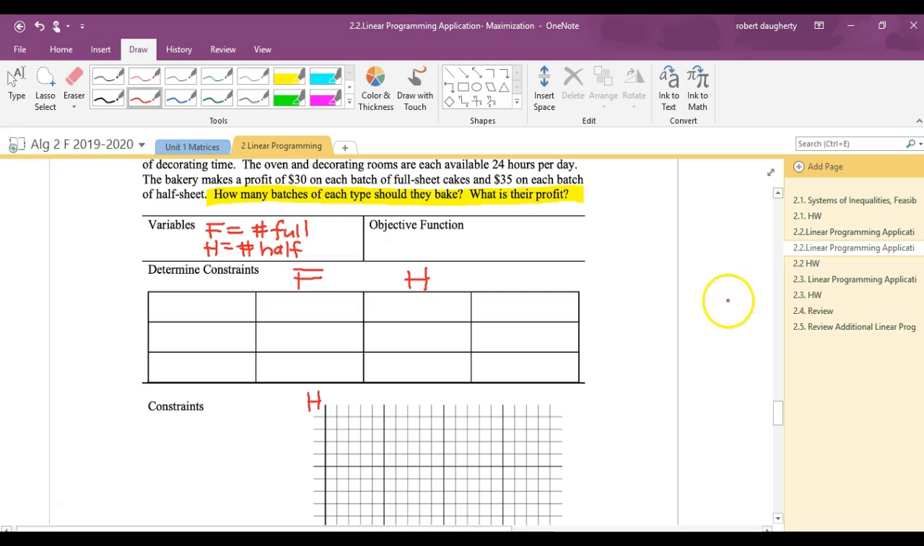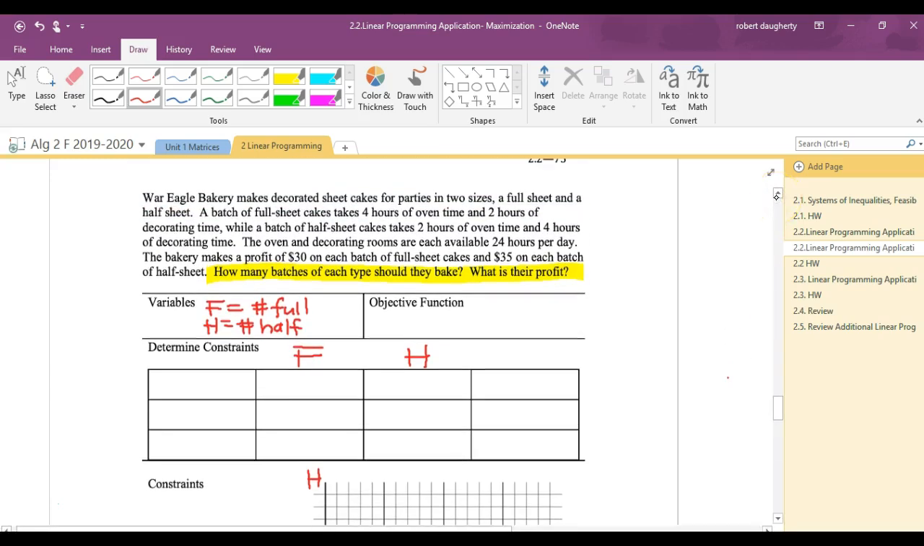The objective function, what am I trying to maximize or minimize here? I'm trying to maximize my profit.